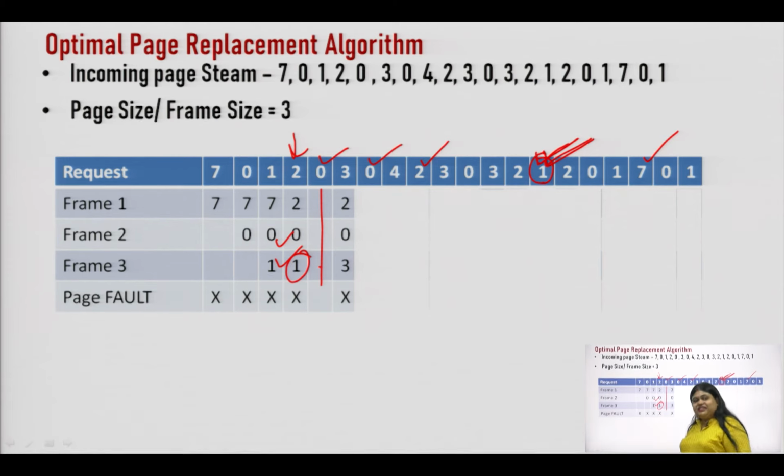The basic difference between this algorithm and the other two algorithms that we have seen is that this looks for the future, this predicts the future, and according to the requirement of the future, the pages are targeted. So, we move forward.